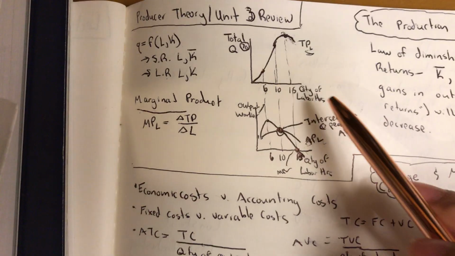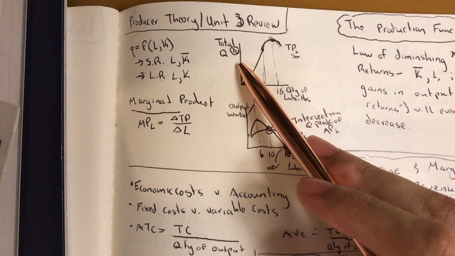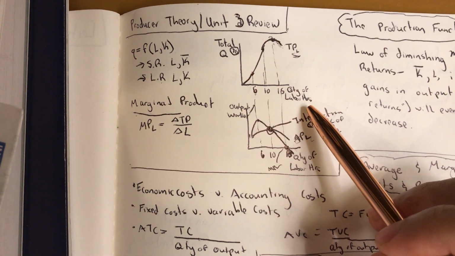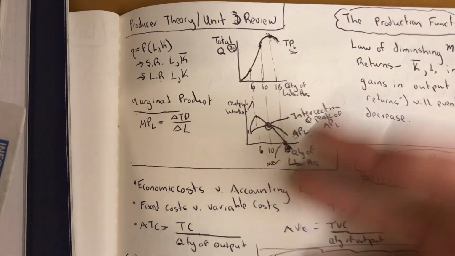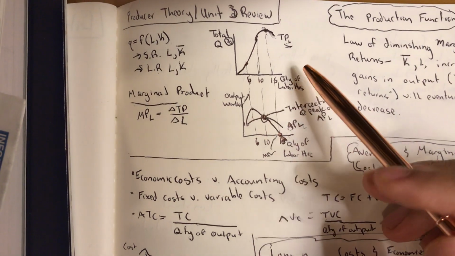So here we see a total product of labor curve. Q, or quantity of macaroons, is on the y-axis, and the quantity of labor hours is on the x-axis. You can also think of it like the quantity of laborers as well could conceivably be on the x-axis as well.